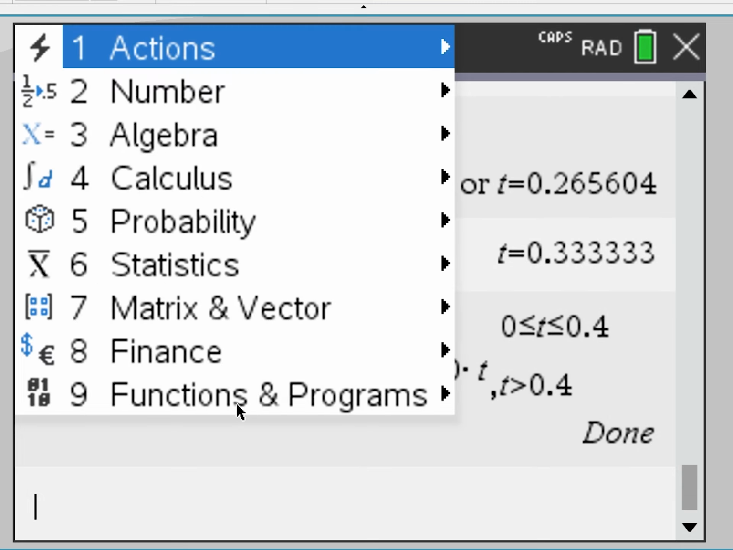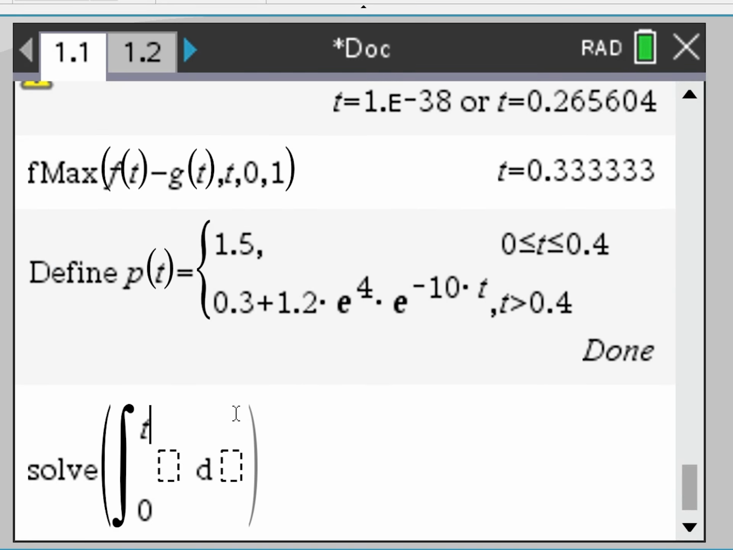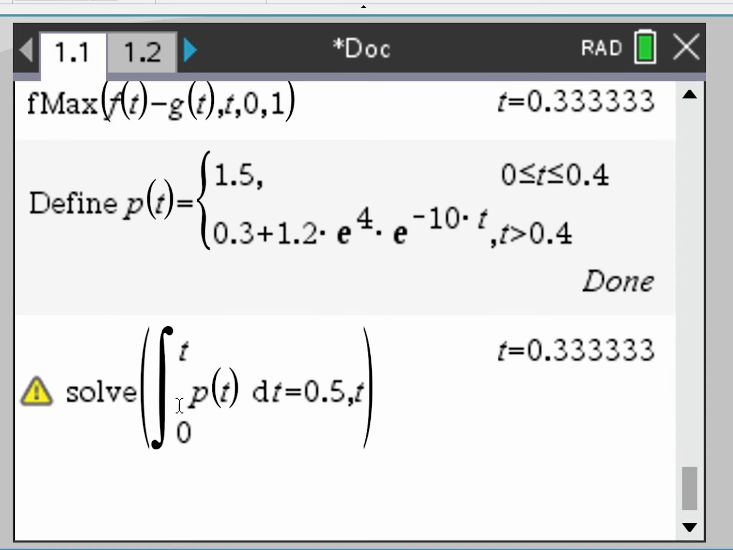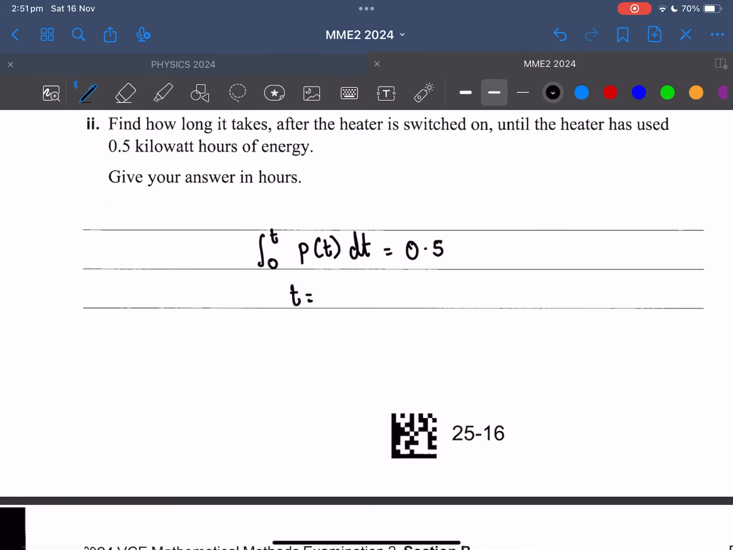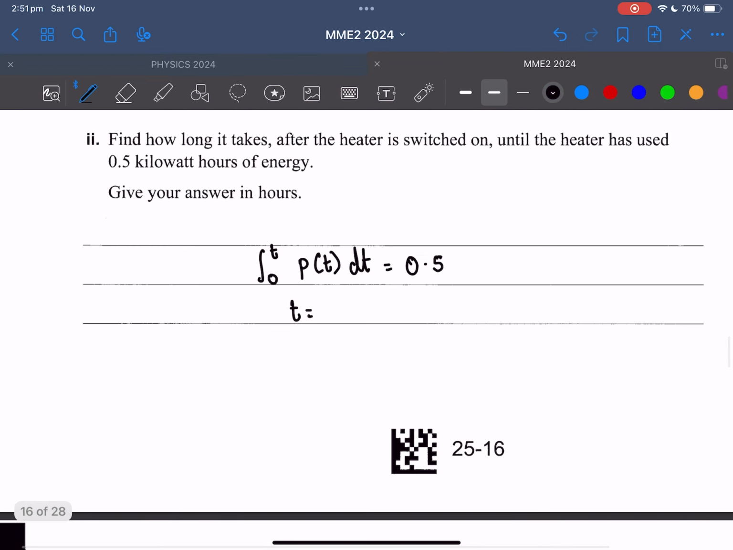So menu 3, 1, so we have to solve for t. So now menu 4, 3. So 0 to t of p of t dt has to equal 0.5, and we need to find the value of t. So enter, and this is the t value. Okay, so our t is equal to 0. Oh, wait. It doesn't say how many decimal places. So I guess they want an exact answer. I mean, our answer was just 0.33333. So we can tell that our t is just 1/3, okay?